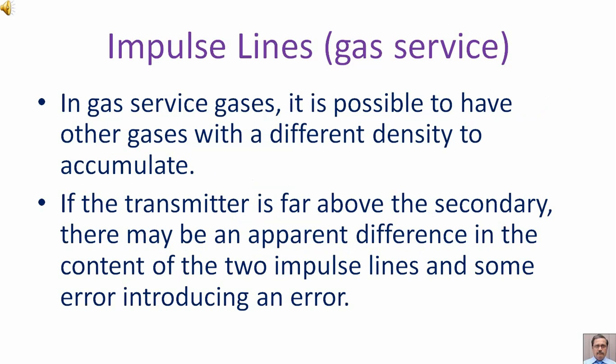In gas service, it is possible to have other gases with a different density to accumulate. If the transmitter is far above the secondary, there may be an apparent difference in the content of the two impulse lines, introducing some error.